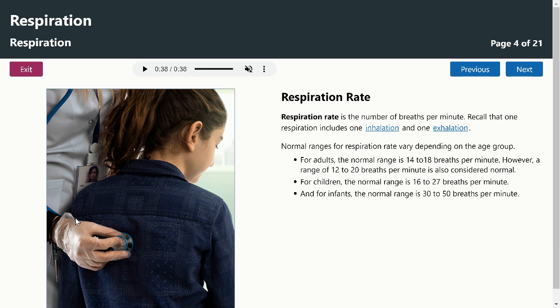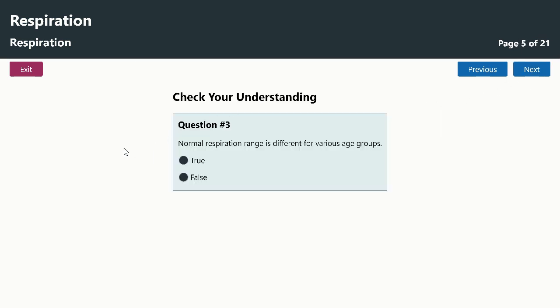For children, normal range is 16 to 24, and then infants, normal range is 30 to 50 breaths per minute. And infants, they breathe funny, especially in the beginning because they gotta adjust to being outside the womb, and they don't have to do all those things inside the womb. So they're trying to get air, and it's kind of like they're trying to figure it out. So they might breathe mouth, breathe nose, or whatever. So it's a little bit different with the babies. Normal respiration rate is different for various age groups. True. Right.